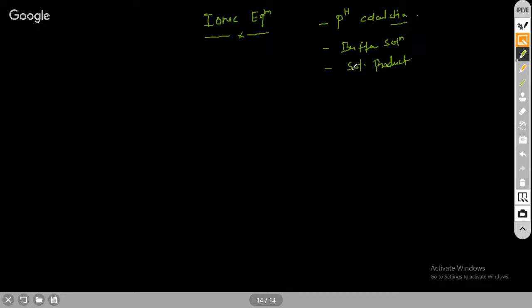First of all, we have to understand what this ionic equilibrium is. Chemical equilibrium we have discussed, and we were discussing molecules over there. When I write N2 plus 3H2 gives 2NH3, these are molecules, we don't have ions present in it.